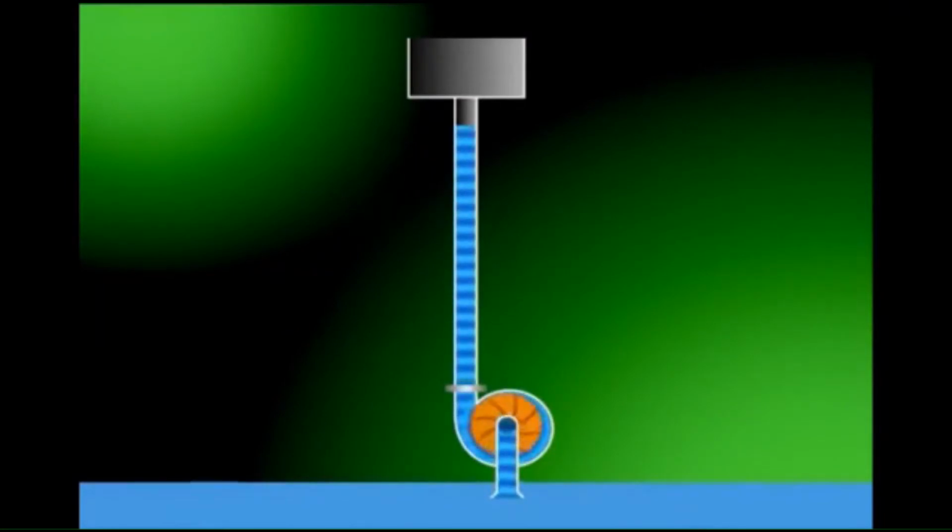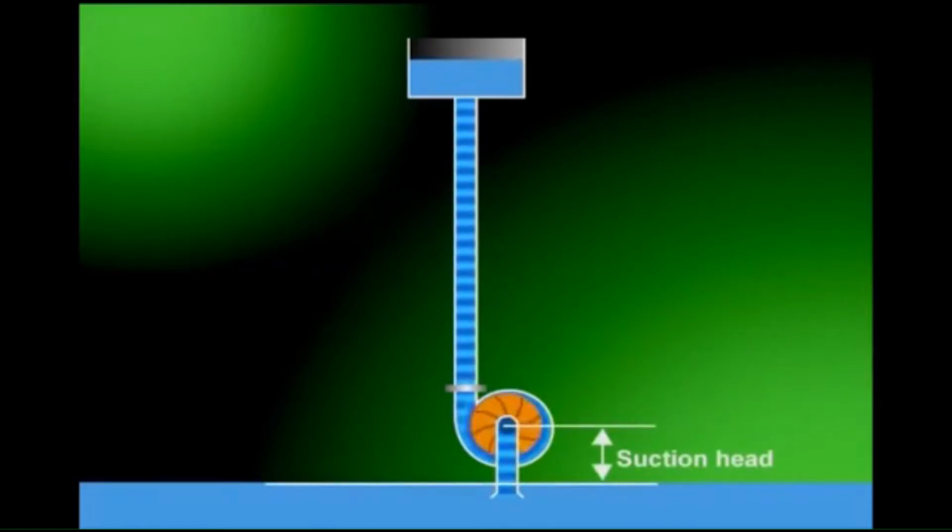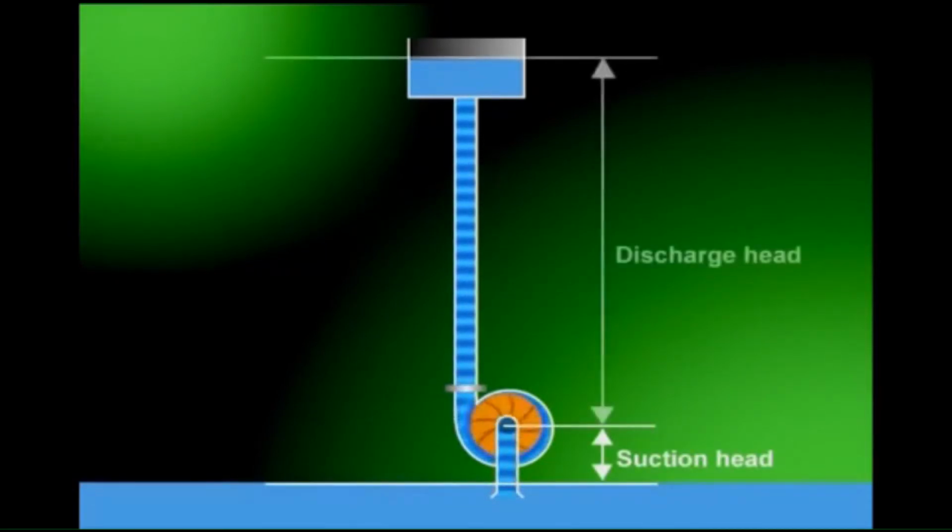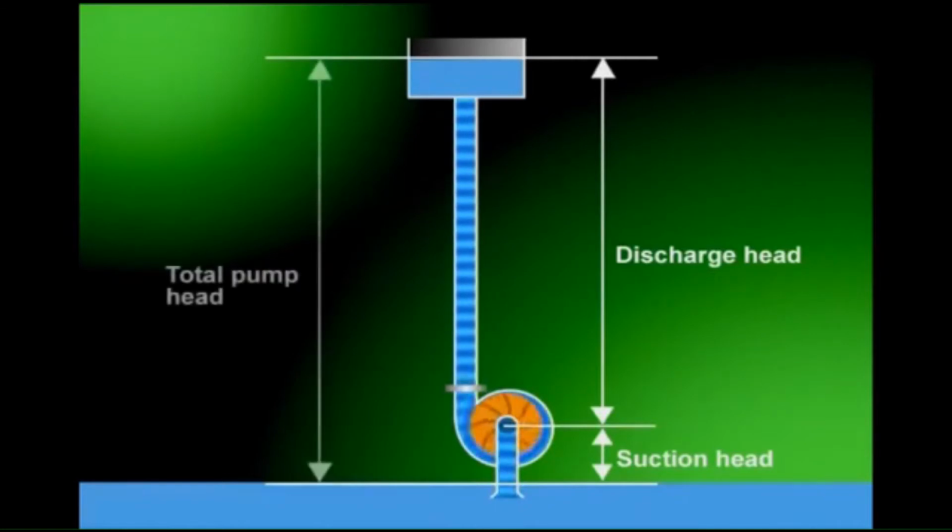The height to which a pump sucks up water is called pump head. The height from the pump's base plane to the water suction level is called suction head, while the height from the pump's base plane to the water discharge level is called discharge head. And the total of both heads is called total pump head. Total pump head means the height to which the pump actually transfers water from a low water level to a high level.